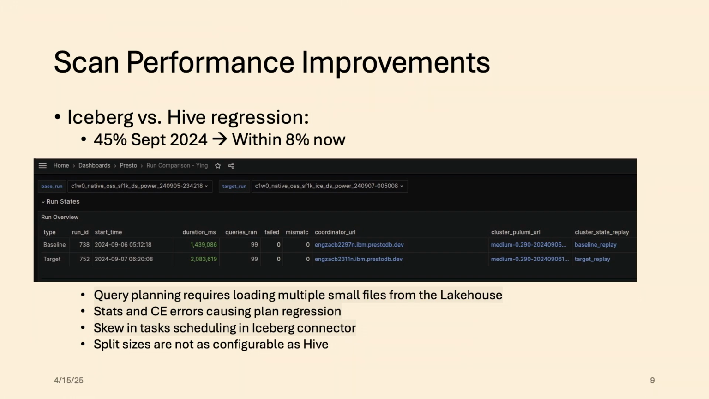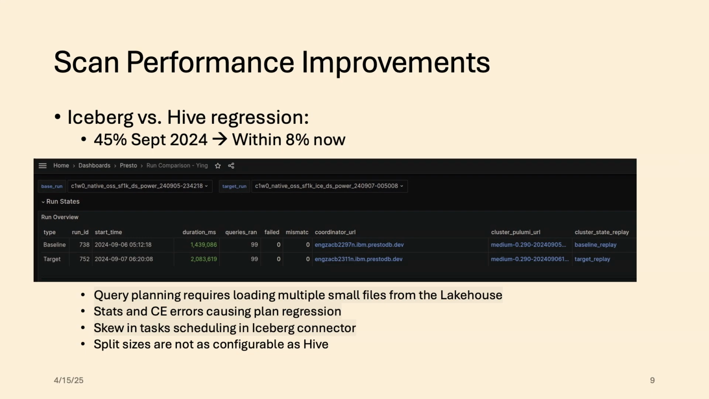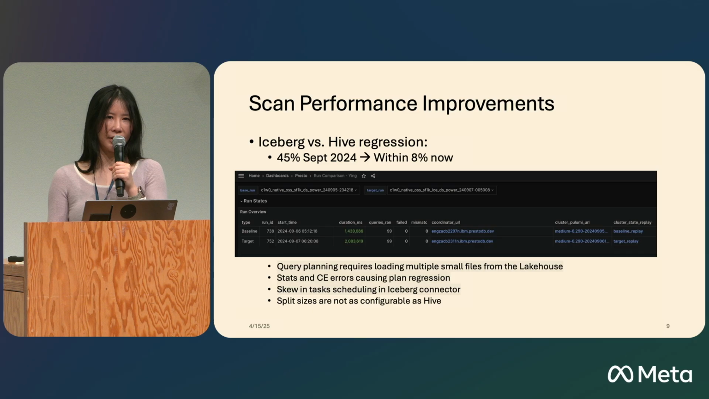Okay, so then our brilliant optimizer team, mostly Zach and Ritika, made a bunch of fixes. Oh, I forgot to mention that the first thing we noticed was that the scan planning time was really long, because the Iceberg library keeps reading small files many times. For a single query, it might read a small file dozens of times. And this is very slow.